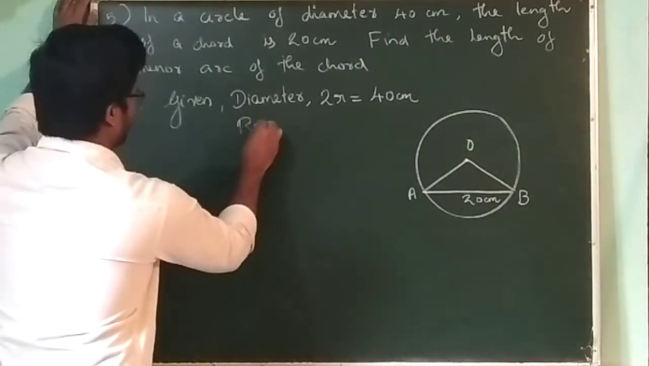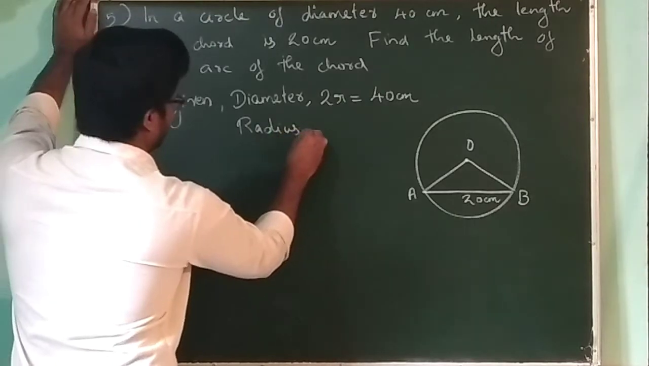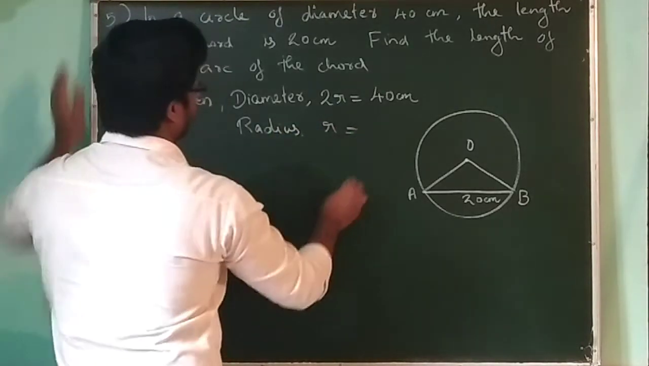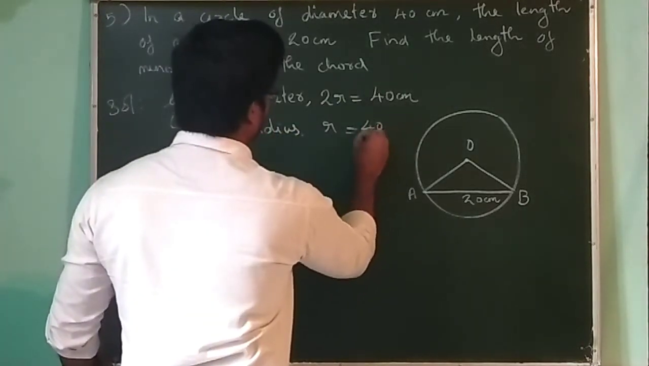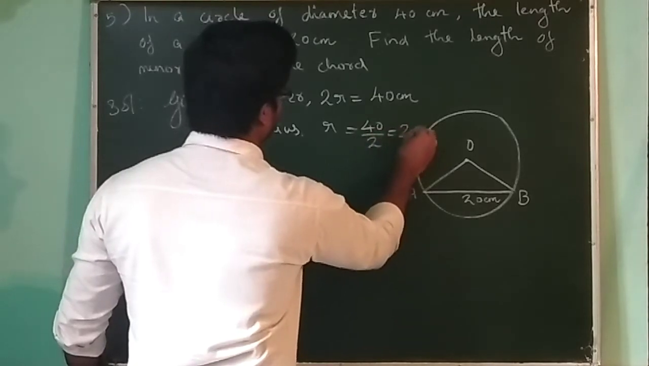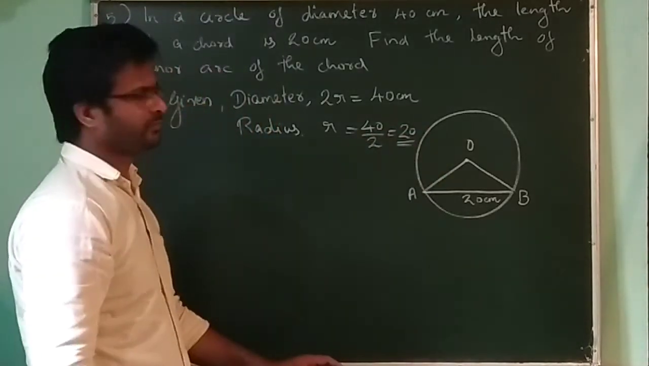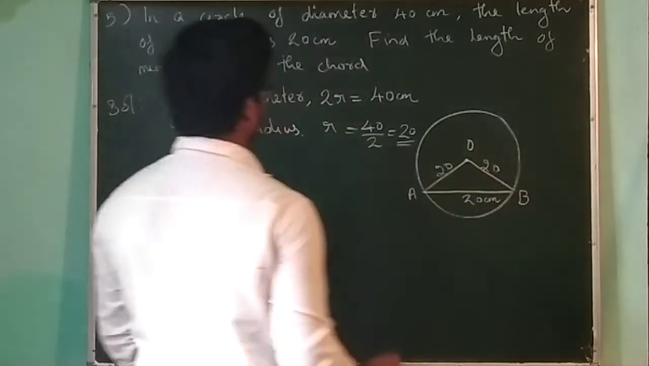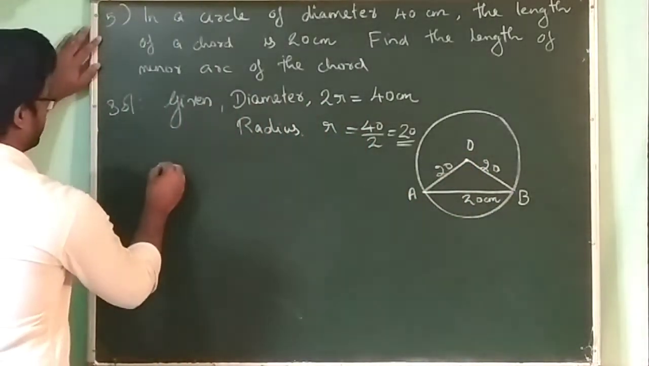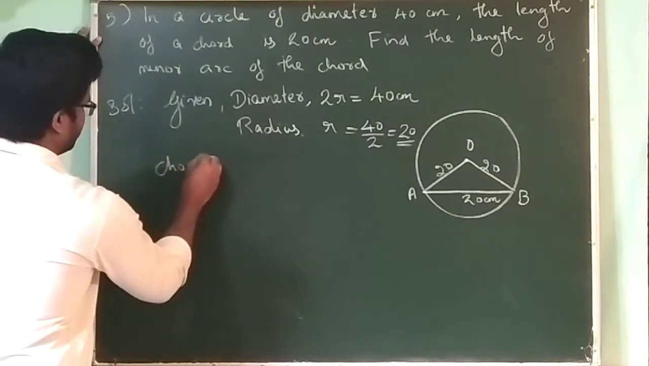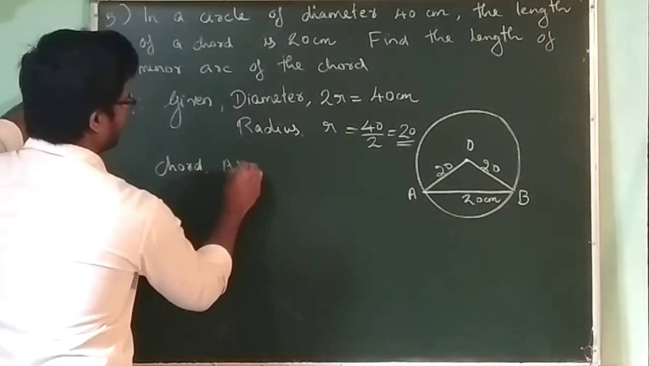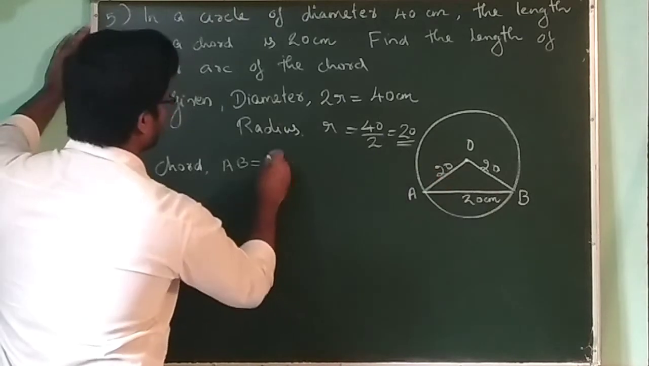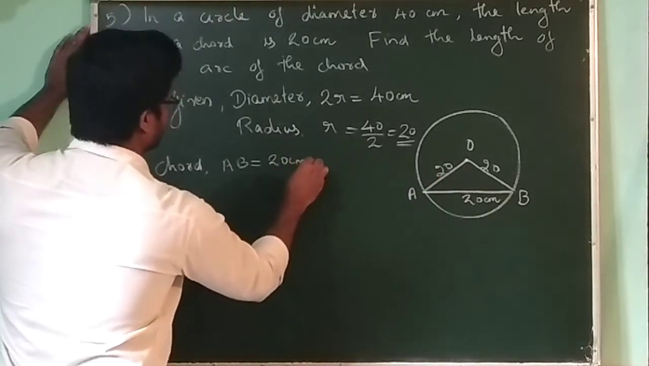Then from here we can find out the radius. Radius means r. Then bring this to the right side, 40 by 2 equal to 20. Now radius we got 20. In here also 20. Chord also given, chord AB equal to 20 centimeter.